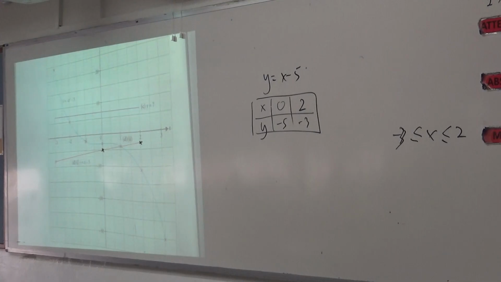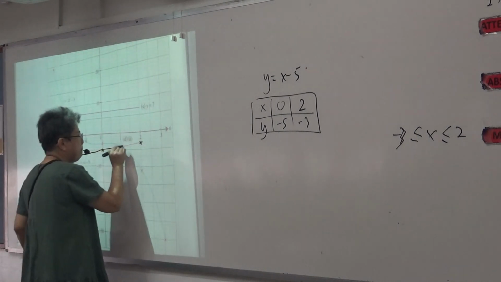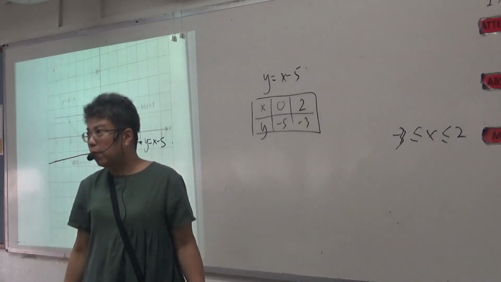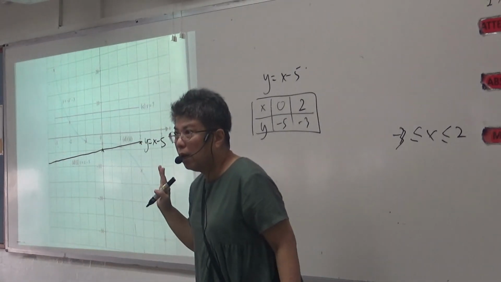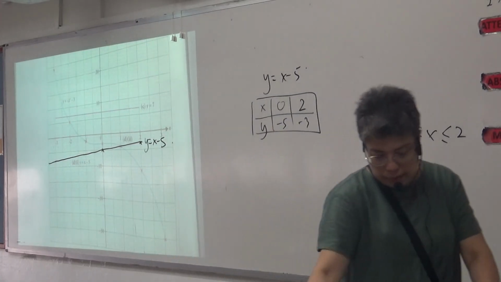Okay? Okay, 2 points is enough already. They draw 3 points, so it doesn't matter also. So, you will get this line. Then you must write y equals to x minus 5. Must label. Okay? I missed out this part just now. Is it okay? Alright, now, next question.